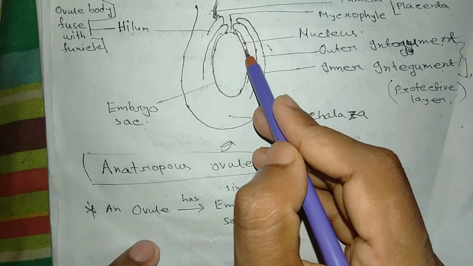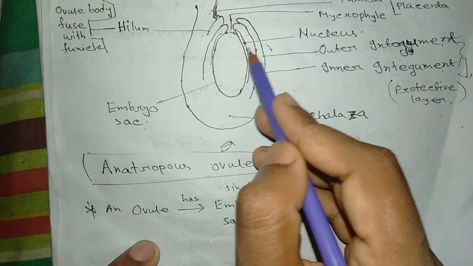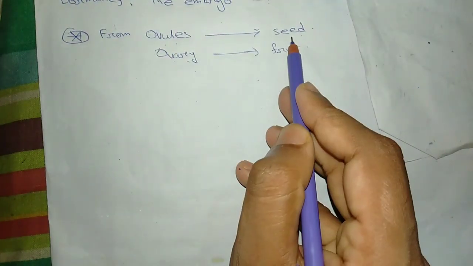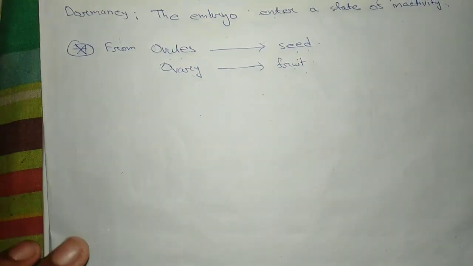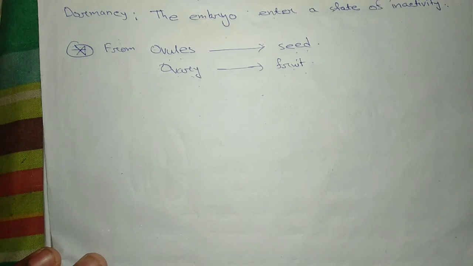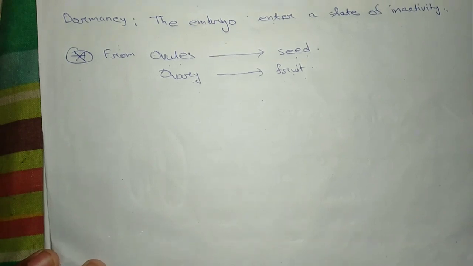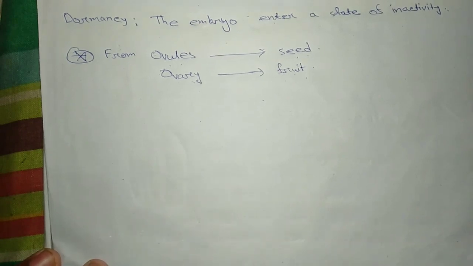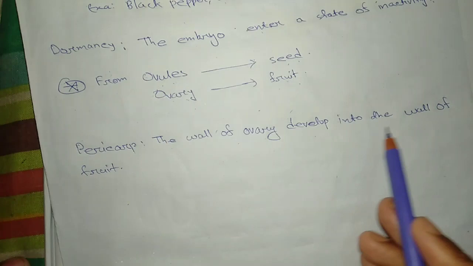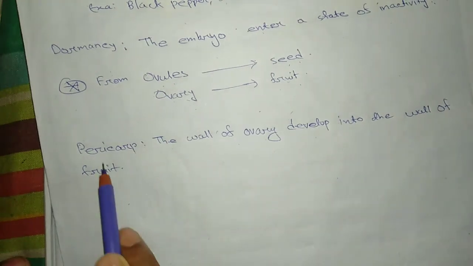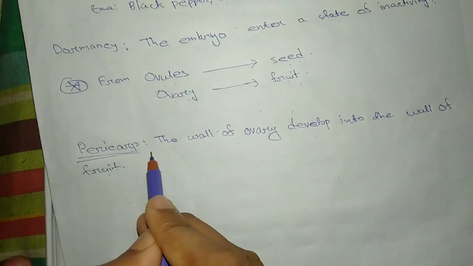we get seed from here. Okay, from ovules we get seed, and from ovary we get fruit. So the ovary wall makes a fruit wall. This is known as pericarp. Okay, this wall of ovary developed into a wall of fruit is known as pericarp.